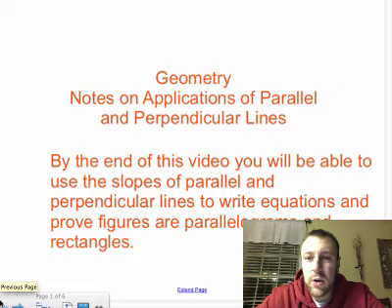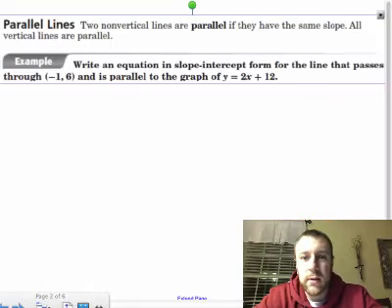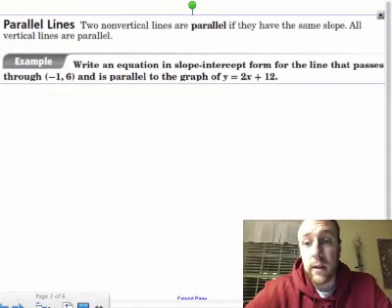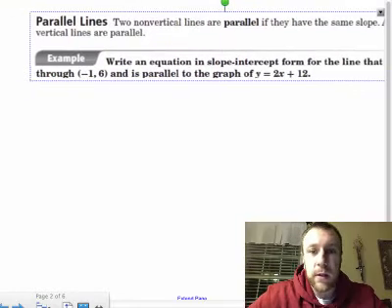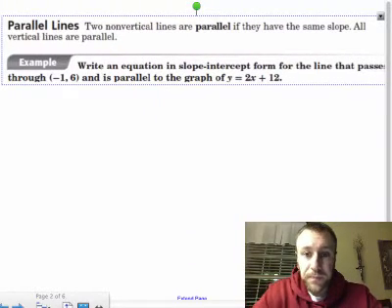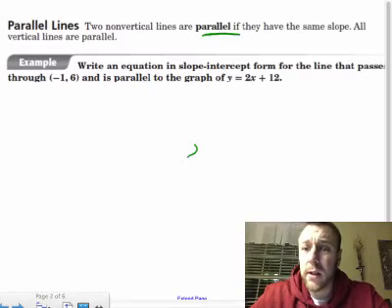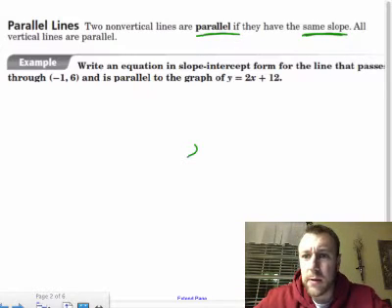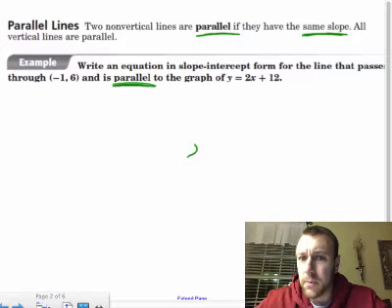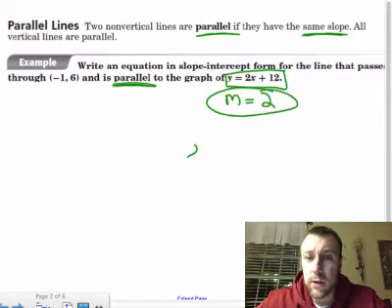So these are notes on applications of parallel and perpendicular lines, and they're going to show you how to apply them. So the first step, when we're actually writing equations of lines, is always to identify what the question is asking me. In this question it's asking me to write the line parallel to, and parallel always has the same slope. So it's parallel to that graph right there, and it passes through the point negative 1, 6.